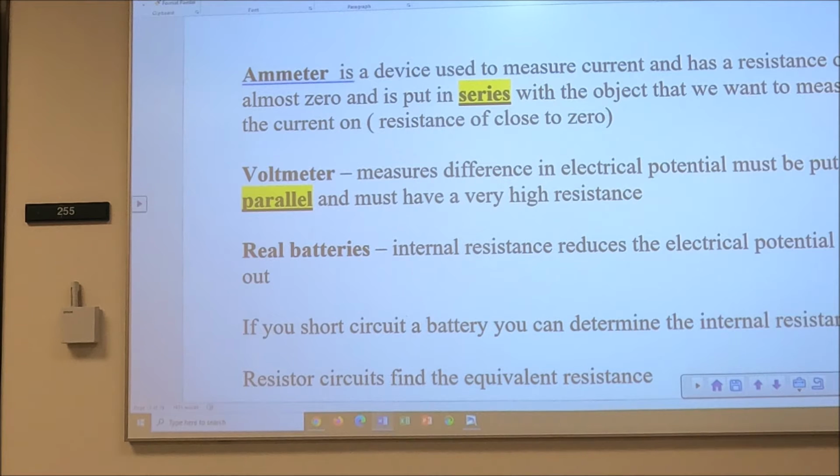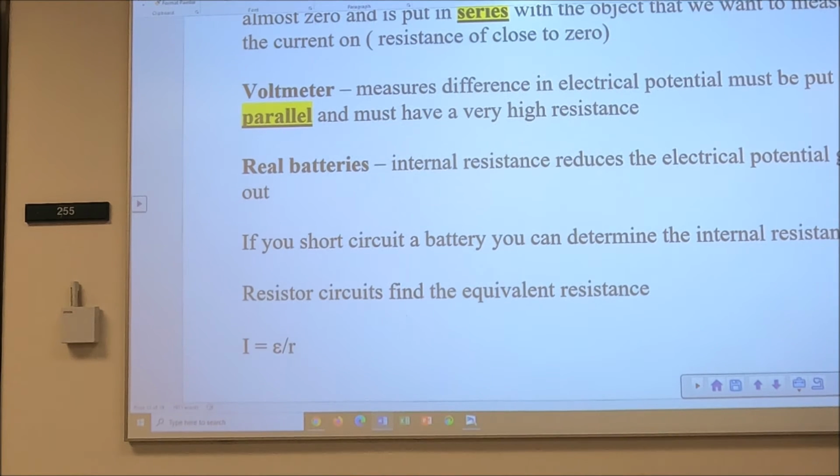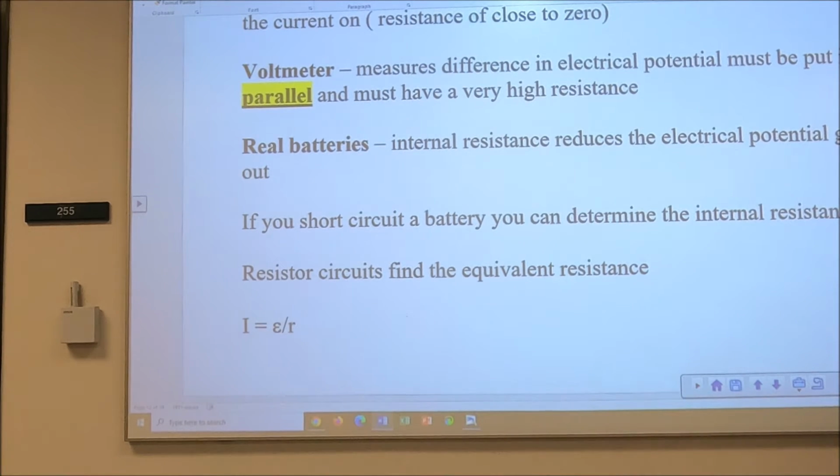A voltmeter measures the electrical potential between 2 points. And if we want to measure the electrical potential across a certain component, we always install the voltmeter in parallel. And it has a high resistance, so no current really goes through the voltmeter. Okay, so ammeters are put in series, they measure current. A voltmeter is put in parallel, it measures electrical potential.